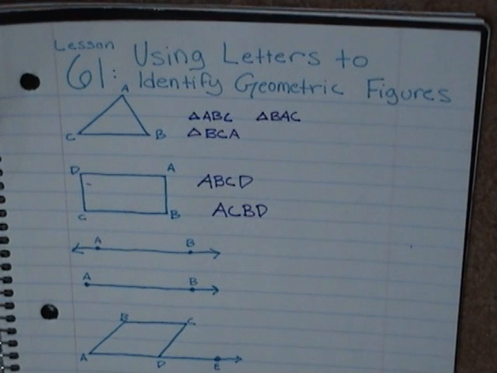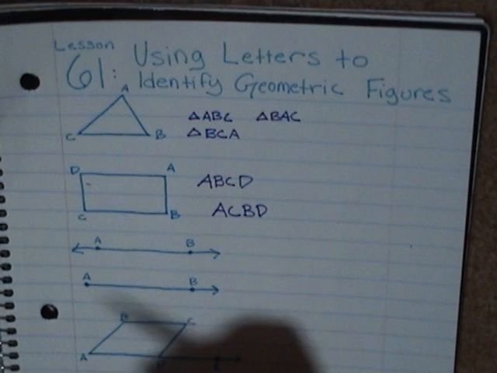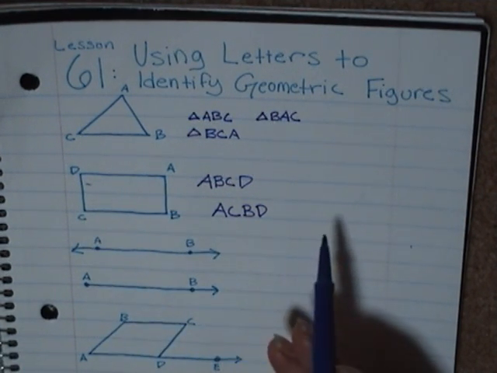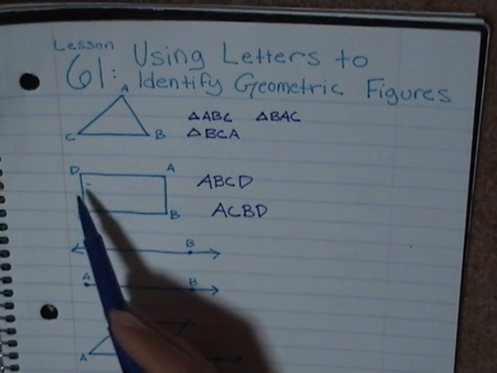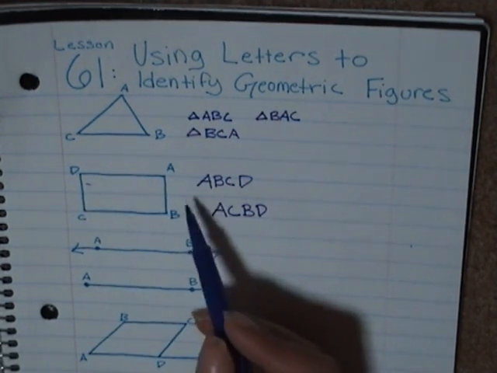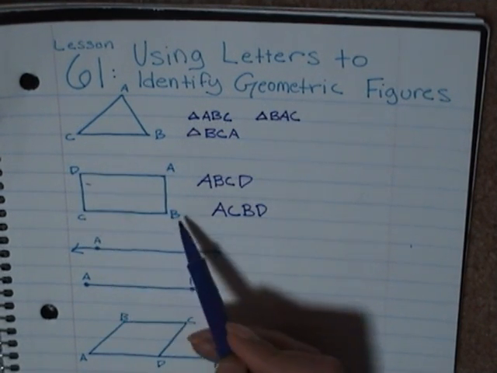If you said that the vertices are out of order, you are correct. I can't name a shape ACBD if that's not the order of the points. The points tell you the shape and the order that the vertices are named. So this is rectangle A, B, C, D, not A, C, B, D.